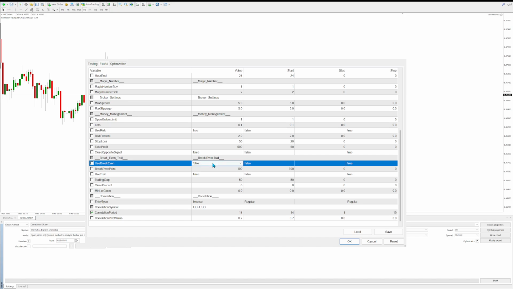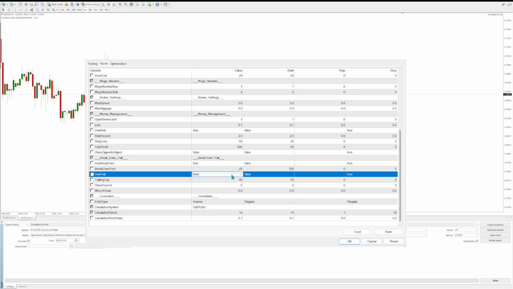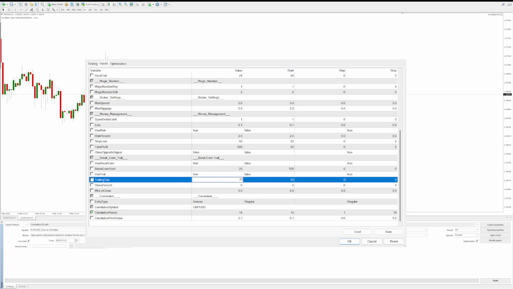So, break even and trailing stop. If you have break even set to true, once this price is reached, which is in pips, let's say 25 pips, the EA will move the stop loss to break even. And you can have use trail set to true if you please, which will trail the stop loss by this distance, let's say 25 pips as well, each time that distance is reached.